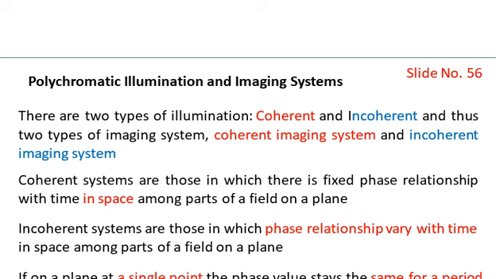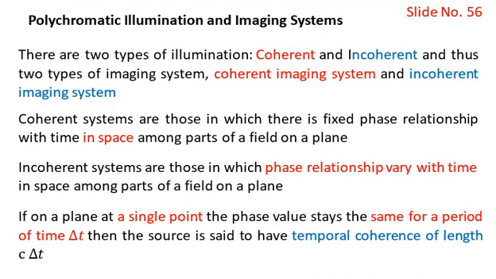Now let's talk about the polychromatic illumination and imaging system. There are two types of illumination, coherent and incoherent, and thus two types of imaging systems, coherent imaging system and incoherent imaging system, based on the types of illumination that we are using. Coherent systems are those in which there is a fixed phase relationship with time in space among parts of a field on a plane. Incoherent systems are those in which the phase relationship varies with time in space among the parts of a field on a plane.